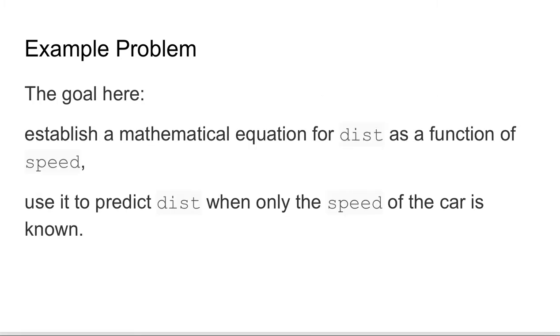The goal here is to establish a mathematical equation for dist as a function of speed. So dist is the dependent variable and speed is the independent variable. Use it to predict the dist when only the speed of the car is known.